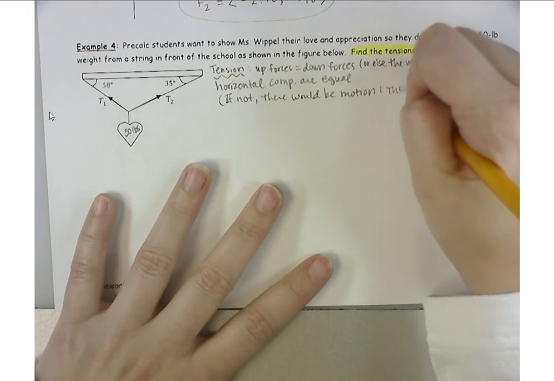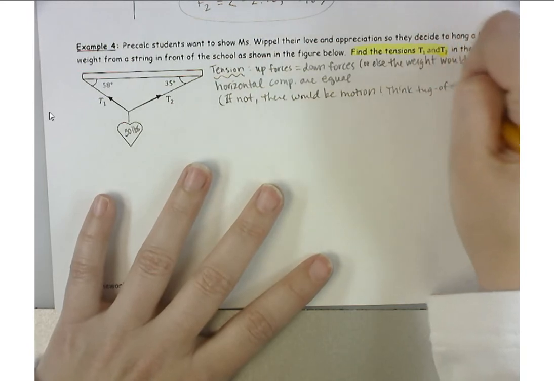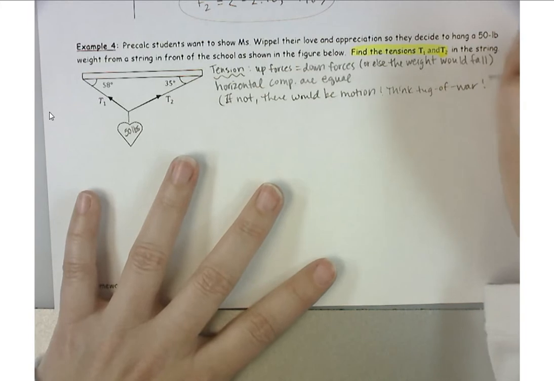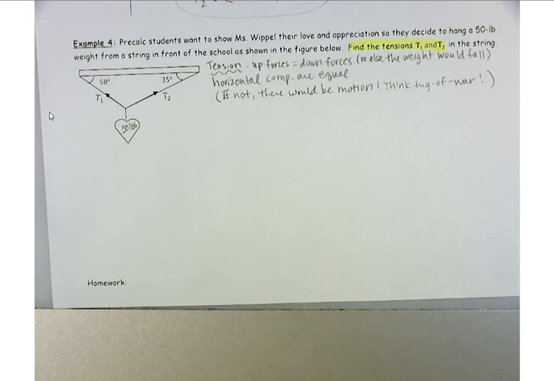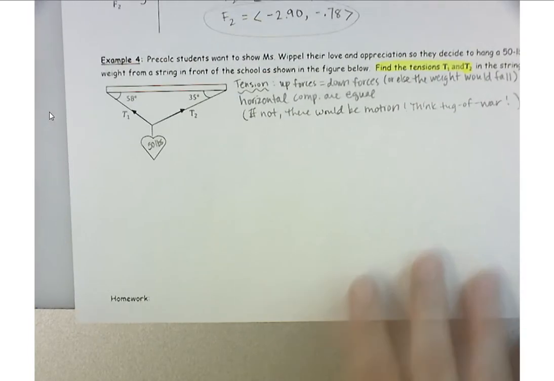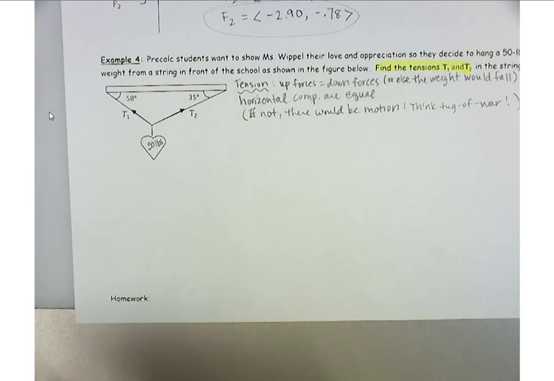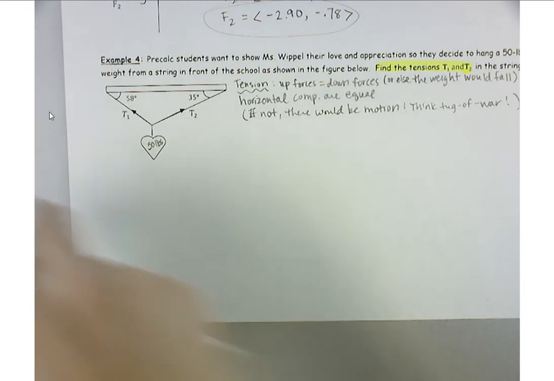Okay, so think tug of war. Okay, if the tensions aren't equal, then people are going to move. Or sometimes tug of war goes on a long time because the tensions are equal and they don't. Okay, so we are going to be using the horizontal and the vertical components. We're also going to be using a system of equations and substitution. But first, we are going to use alternate interior angles.